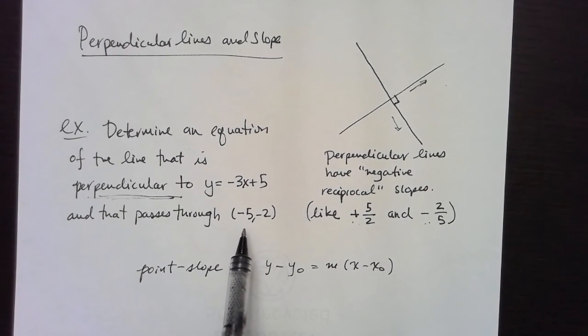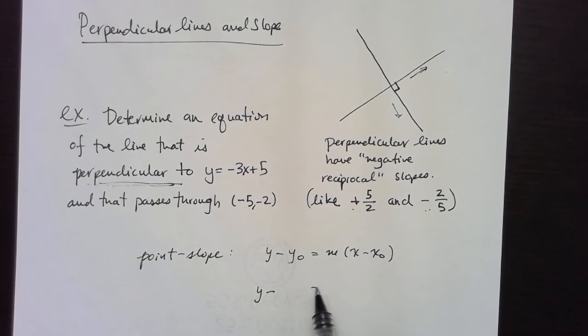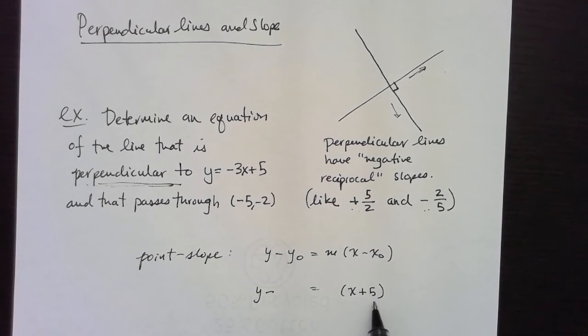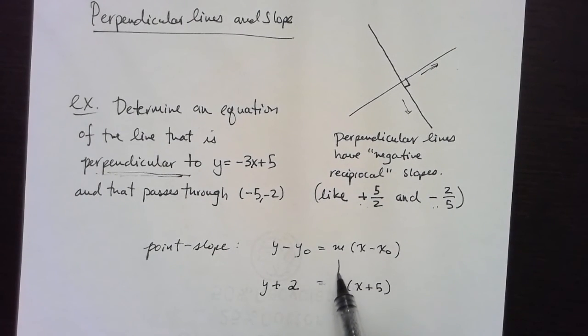Here's a point that I know is on the line. It passes through this point. So that means I can do negative 5 for x sub 0, which will give me x plus 5. And I can do negative 2 for y sub 0, so I'll get y minus negative 2, or y plus 2. So the last thing I need to figure out is, well, what is the slope?